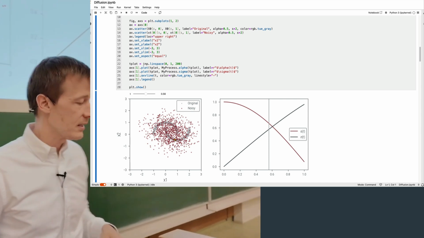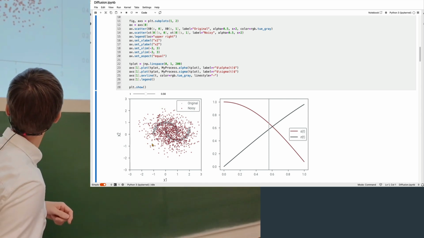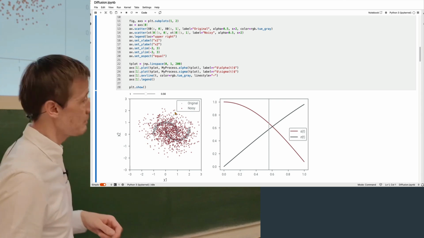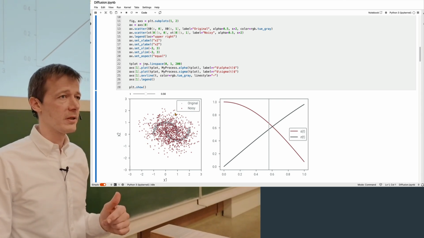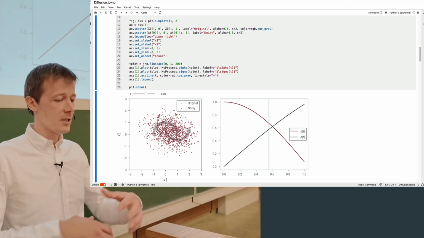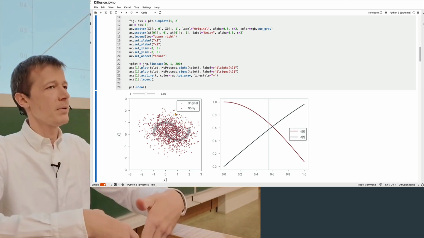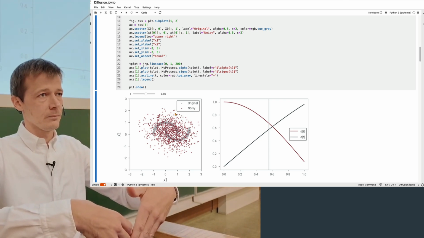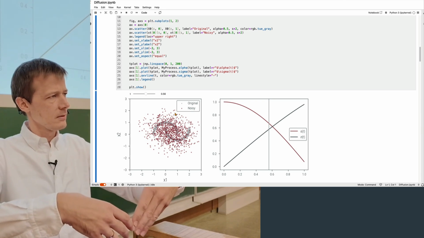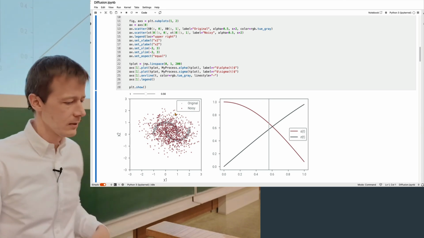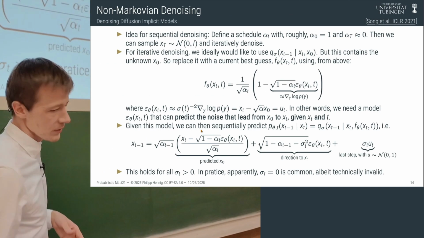So our learning task will be to say, if I tell you where I am in x space, tell me what the noise was that got me there. And that noise will amount to some vector field of directions that point back towards the true data. Does that make mental sense? Some people are nodding. Okay, good. So we're going to do exactly that.